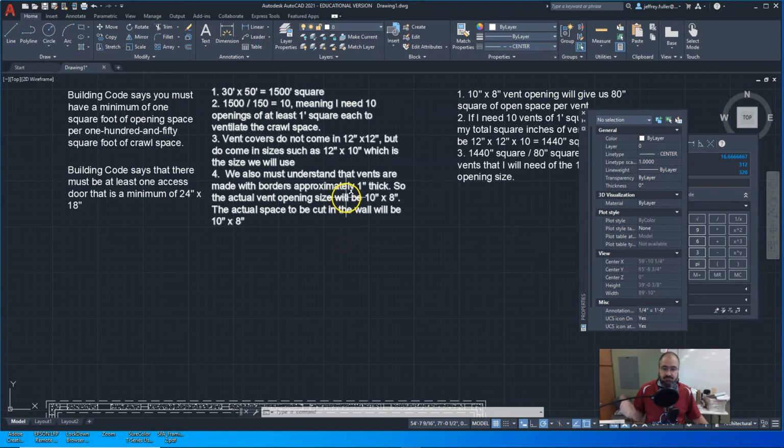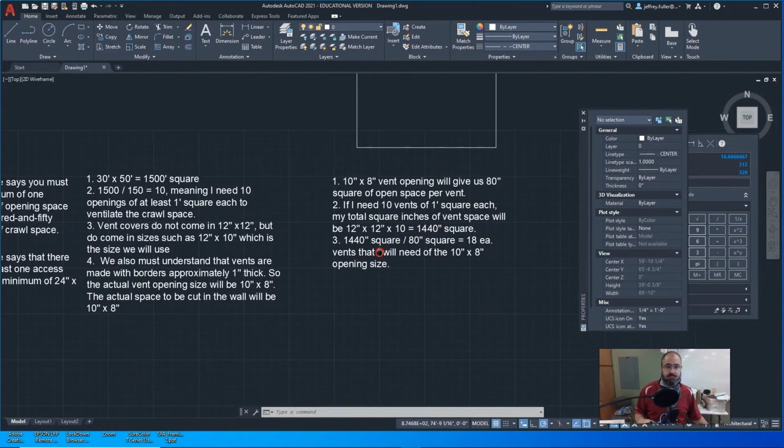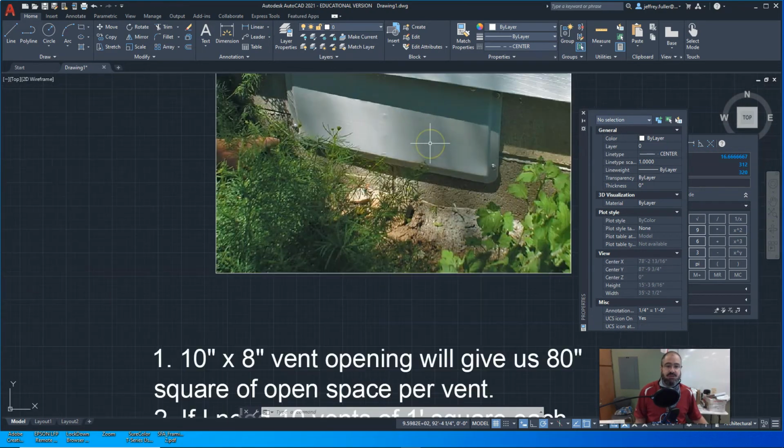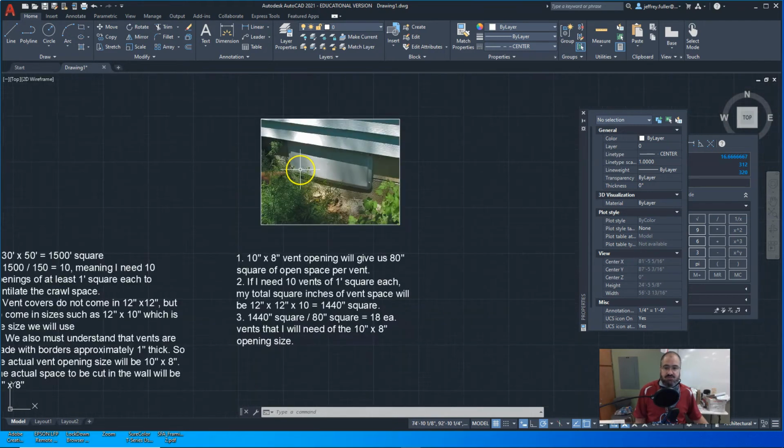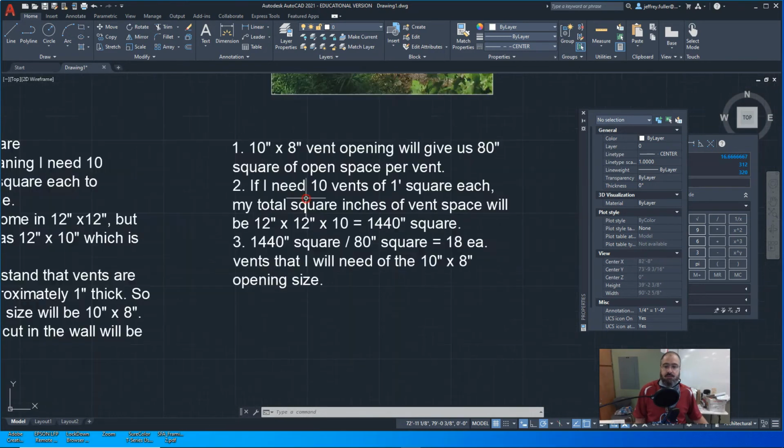But anyway, the borders that go around the vent are approximately 1 inch thick. So the actual vent opening size for a 12 by 10 is only going to be 10 by 8. That is the hole that we're going to cut in the wall to make the ventilation, so the actual space to be cut is 10 by 8. Now I'm going to show you this vent again. Get closer, and you can see how it's got a 1 inch border all the way around. That basically adds 2 inches to each dimension.